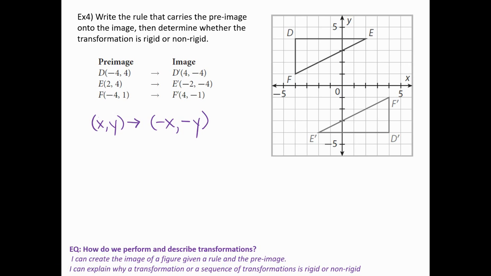We're supposed to write the rule that carries the pre-image onto the image. So if we followed that rule, triangle DEF would become D prime, E prime, F prime. Then determine whether the transformation is rigid or non-rigid. So did we change the size or shape? Well, it looks like it's the same size triangle, but we want to be sure. So I'm going to actually go through and compare every single side just to be sure. So I would say DF. How long is it from D to F?